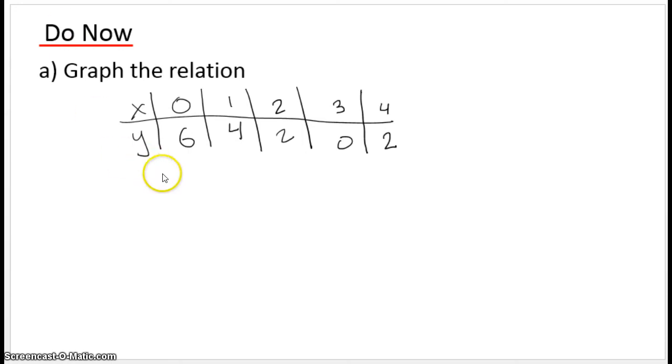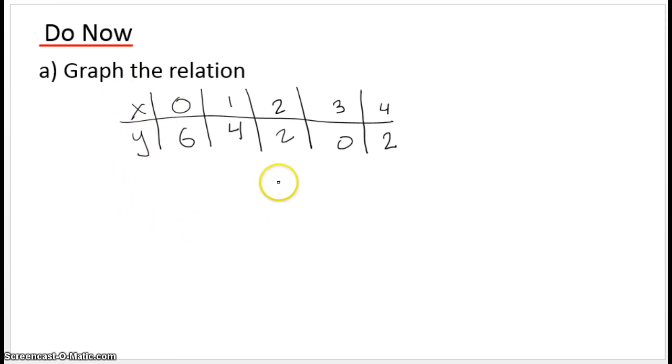So our do now, we have to graph this relation. Now remember, a relation is actually an ordered pair. We defined a relation earlier in the semester as an input and an output value. So here we go, x are our input values and y are our output values.